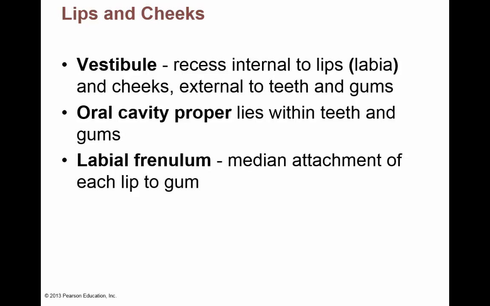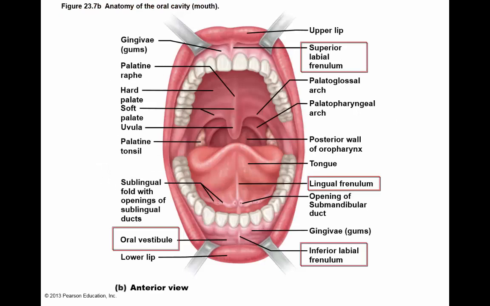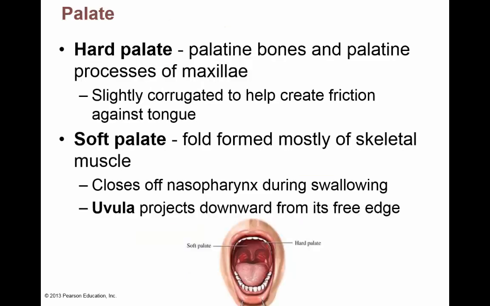Now, what attaches each of your lips to your gums is something known as the labial frenulum. Here's your labial frenulum. If you pulled your lip all the way out, you'll be able to see that little labial frenulum, and you've got one up on the top too. Other parts you can identify in lab.